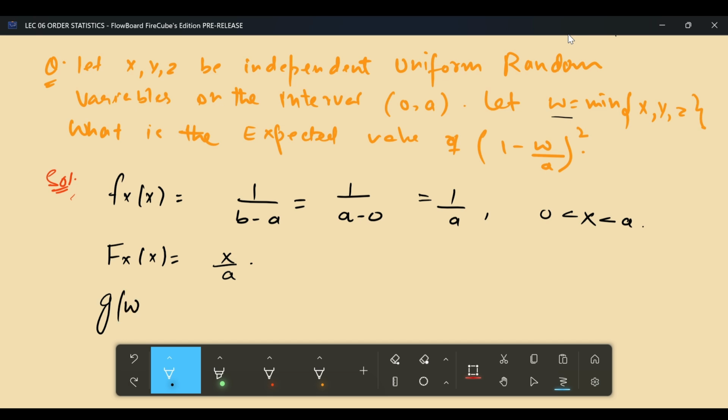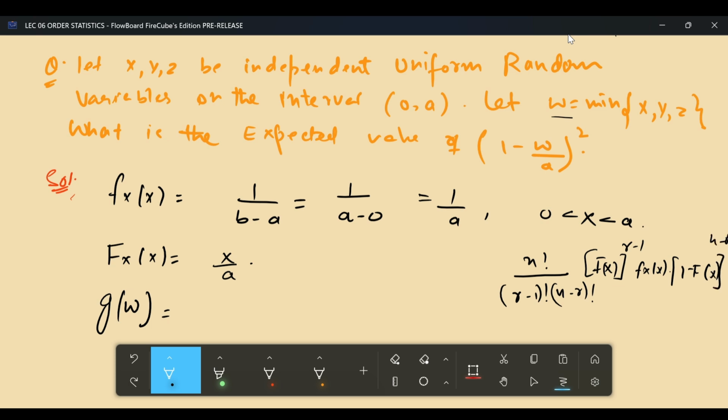Let's find G of W. That is, as you know, I told you about the f of x_r. That is n factorial upon r minus 1 factorial, n minus r factorial, F of x raised to r minus 1, f of x, into 1 minus F of x raised to n minus r. Clear? So from this we can write here that n is equal to 3.